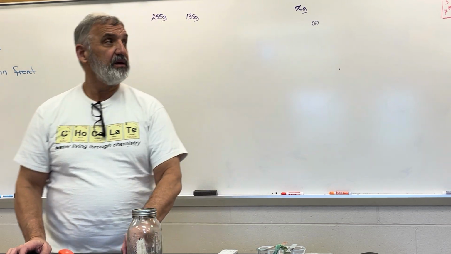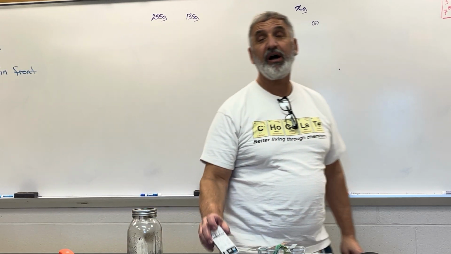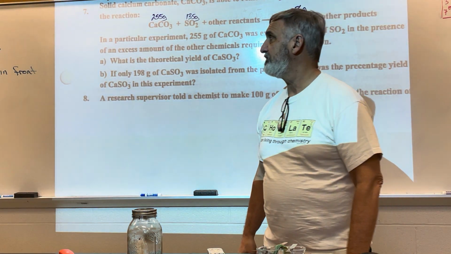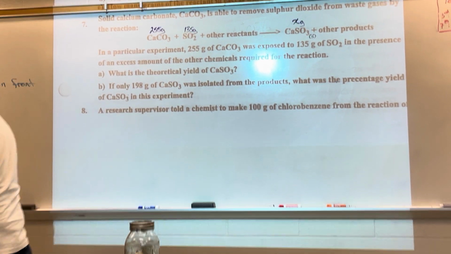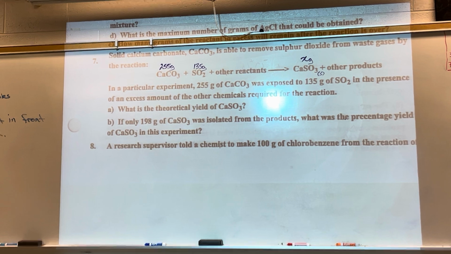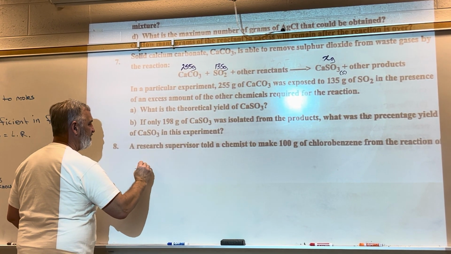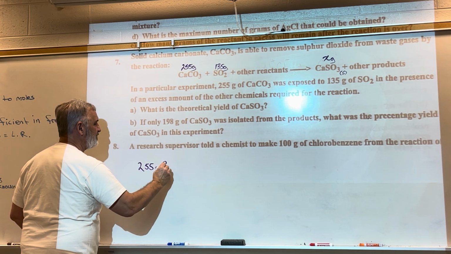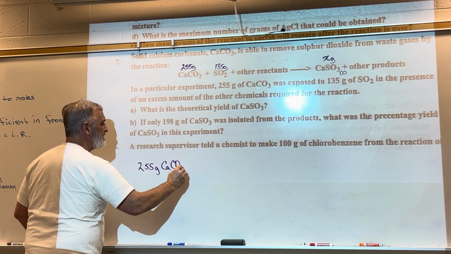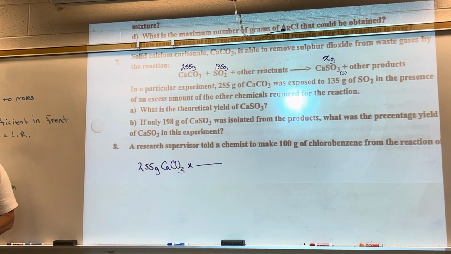Now, I have to find my limiting reactant. So how do we do that? Well, I've got two easy steps right here. Convert grams of each substance to moles. So I'm going to say 255 grams of calcium carbonate. And somebody please tell me, how do I convert that to moles? Thank you very much. Molar mass.